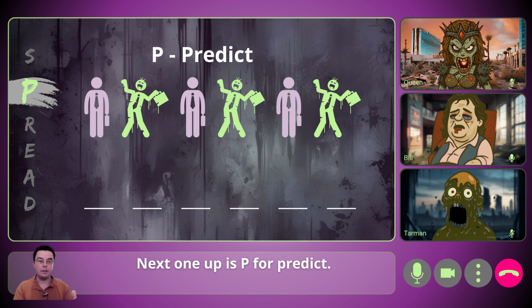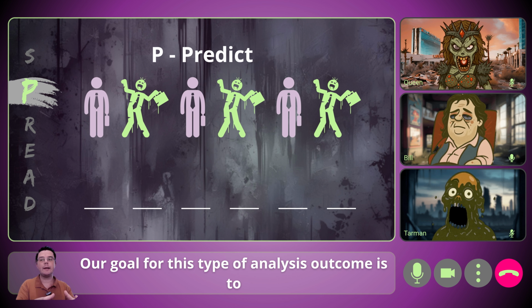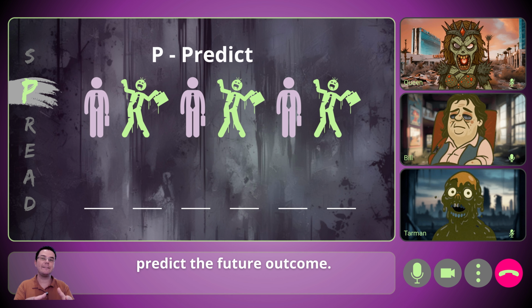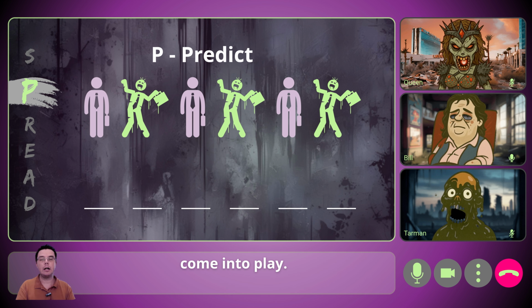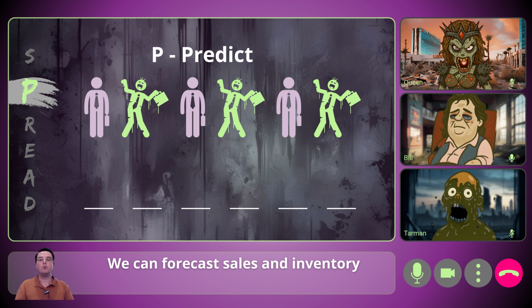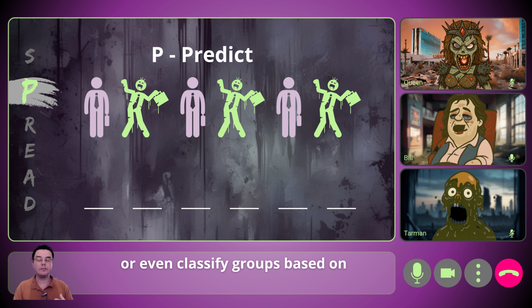Next one up is P, for predict. Our goal for this type of analysis outcome is to predict the future outcome. This is where all your machine learning algorithms and models come into play. We can forecast sales and inventory, or even classify groups based on customer habits.